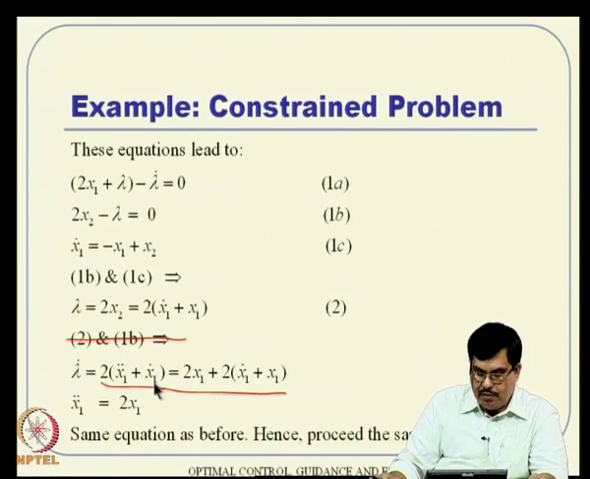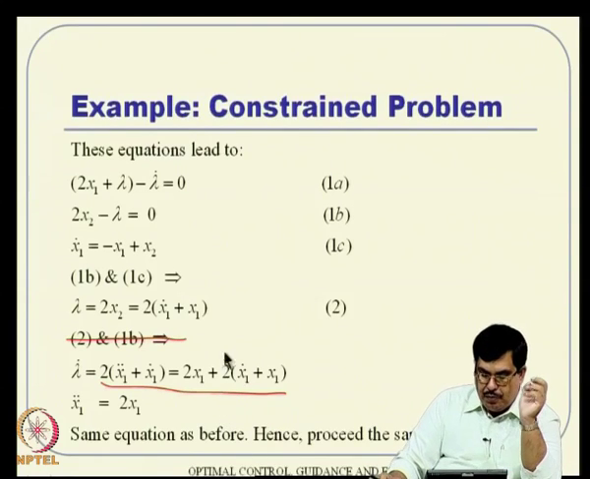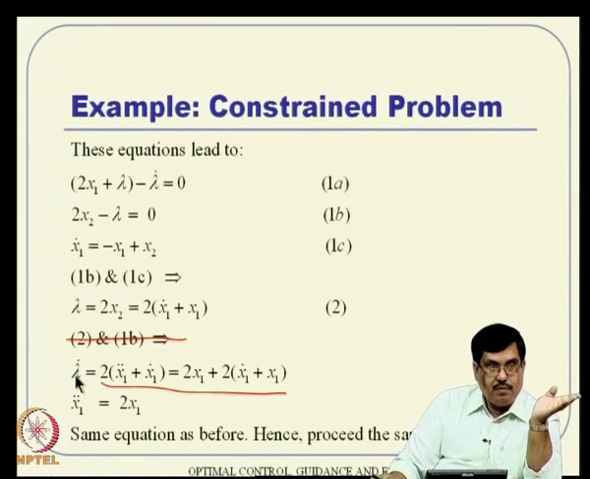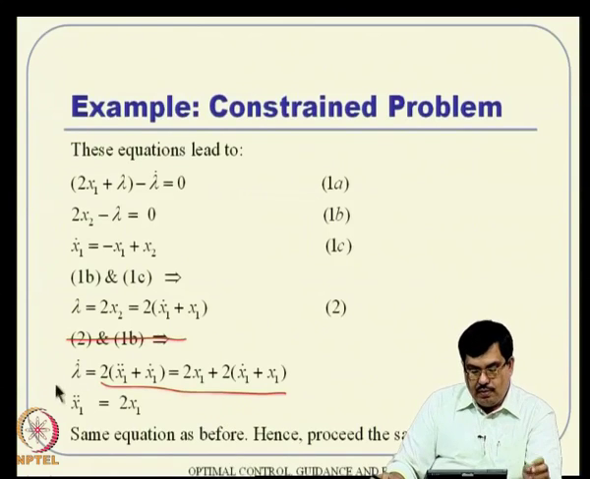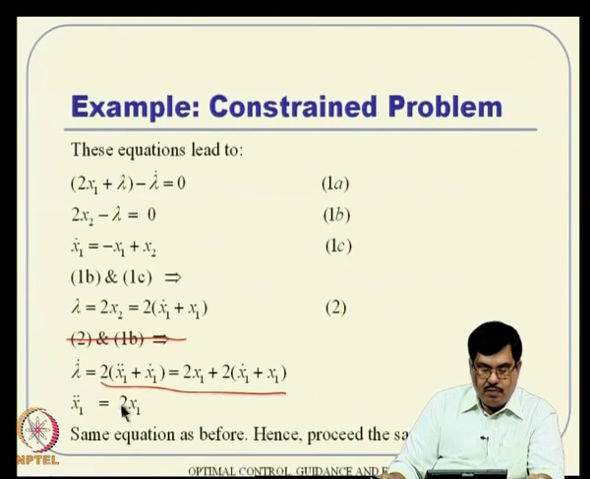Okay, this 2x1 dot and 2x1 dot get cancelled out. So you are left with, 2 is getting cancelled out anyway, and then x1 dot is gone basically. So what you are left with is x1 double dot is nothing but 2x1. Just look at this algebra. I mean, you just have to cancel out the terms that are gone and keep the remaining terms.